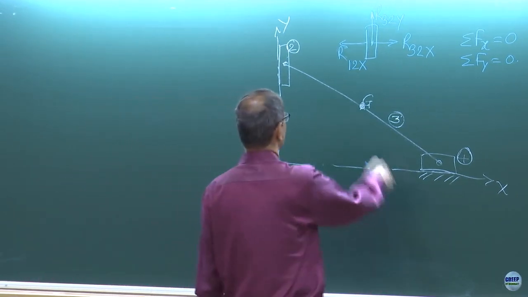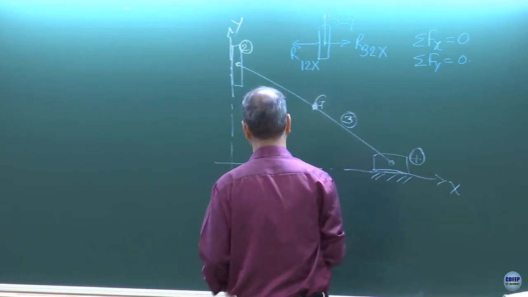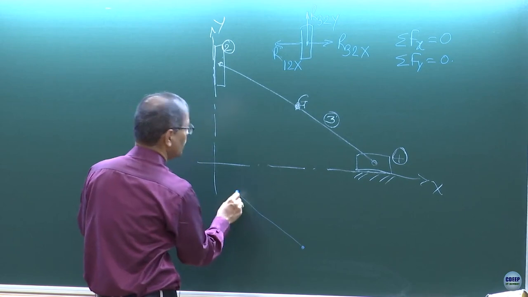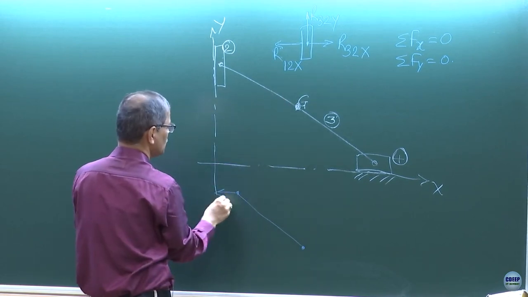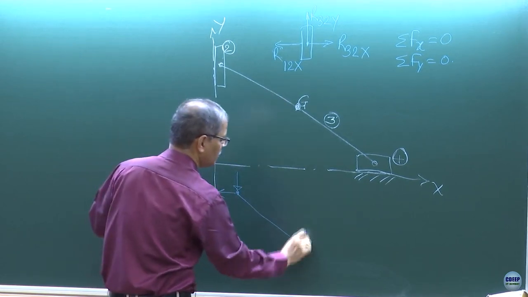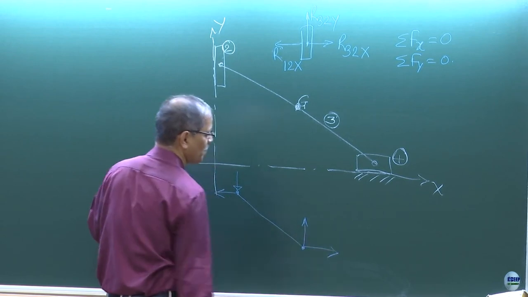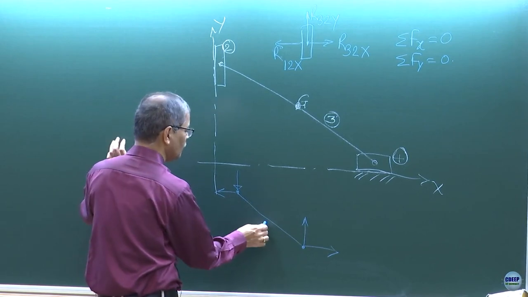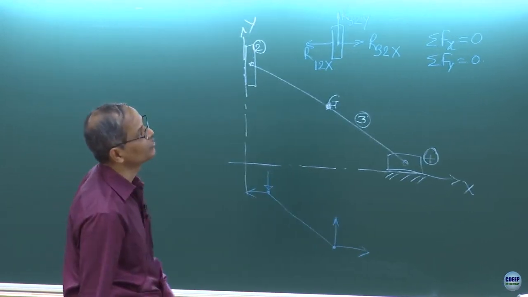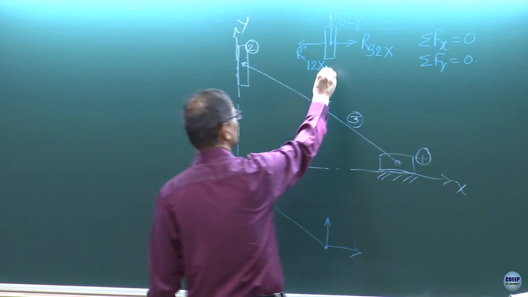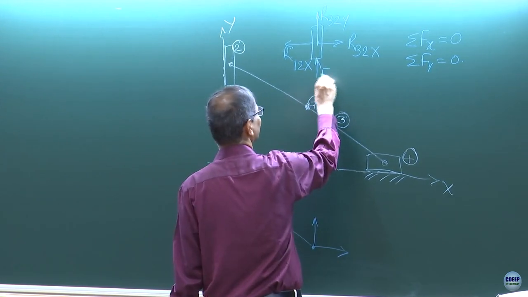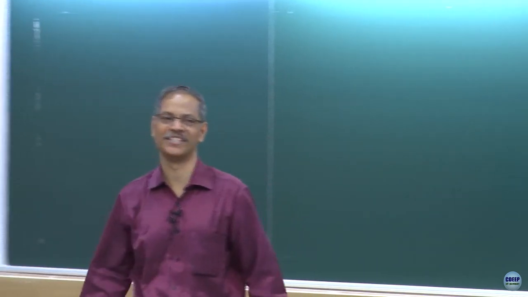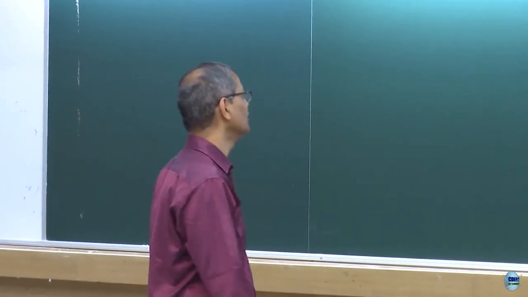Similarly, you can draw for 3, equal and opposite, so that becomes this way. Here you have forces. Then, is there an external torque? No, nothing. Oh, sorry, there is a force here. I forgot that. Why didn't you tell me? Why did no one tell me? There is a force that you need to find.